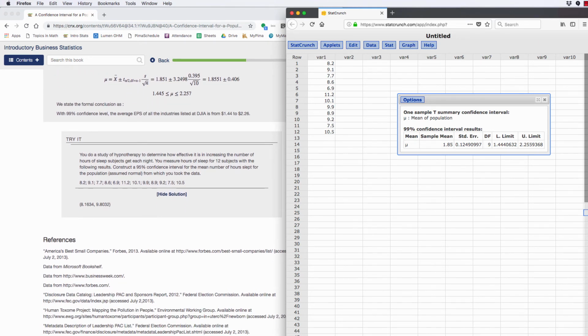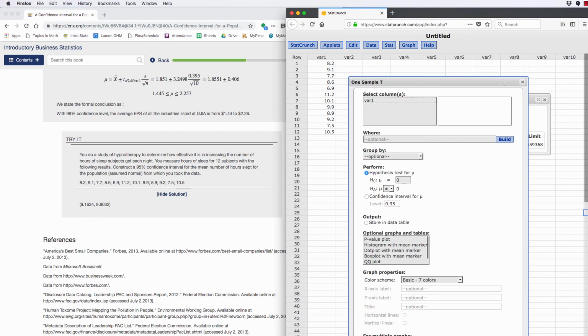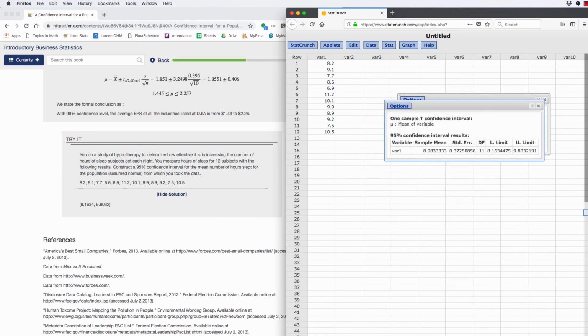Let's do the data. I've already entered the data in. This time we're going to go Stat, T-stats, one sample, but this time we're going to use data. We're going to do it in variable 1. That's the name of the column. We're going to do a confidence interval of 95%. And we're going to compute that. And we'll see here that we have 8.163 and 9.8032. Now that one's exact. Again, they all calculate just slightly different from each other.